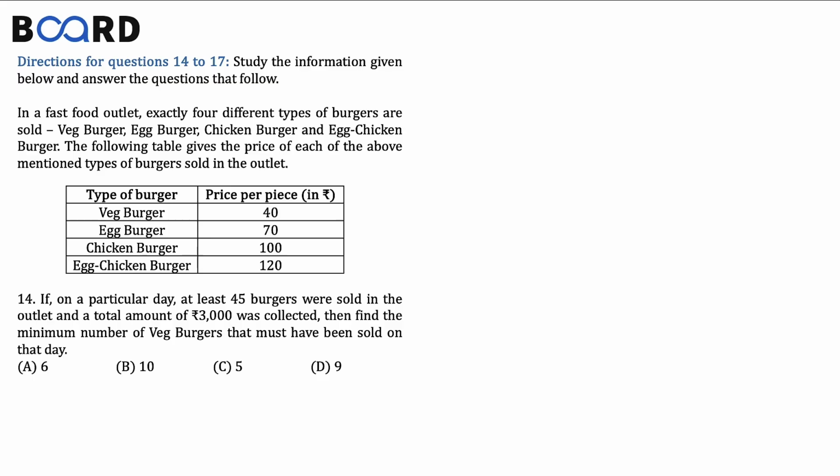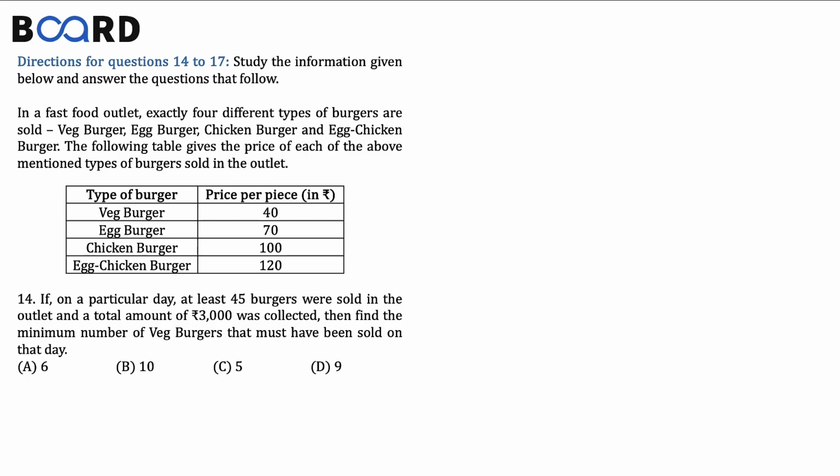Can all of them be chicken burgers? No. 45 into 100 gives me 4,500, so definitely not possible. Can all of them be egg burgers? 45 into 70, that's close enough to 3,000, but definitely not exactly 3,000. And obviously, I won't want all the burgers to be veg burgers. That is not the agenda. The agenda is to minimize, not maximize.